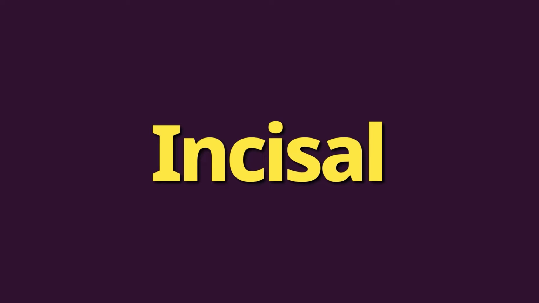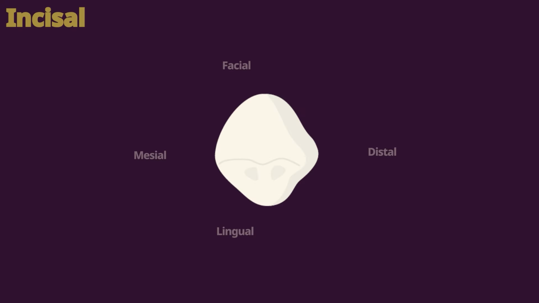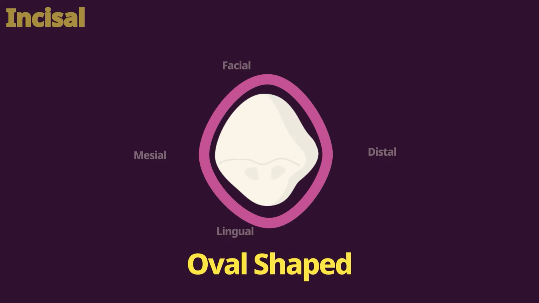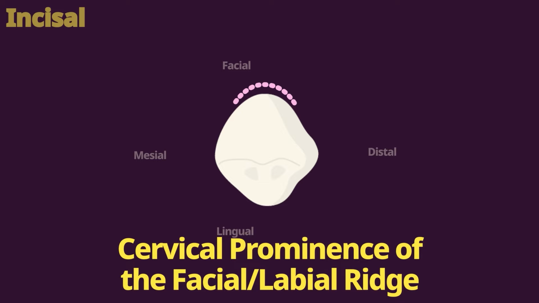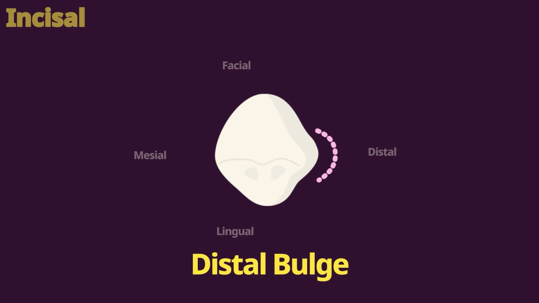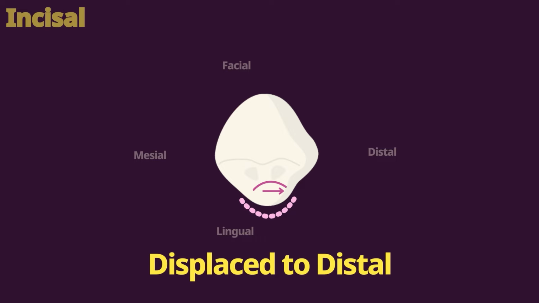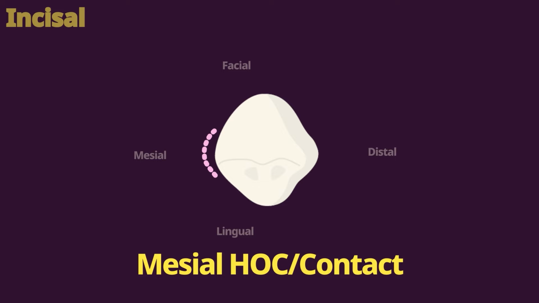Let's look at the mandibular canine from the incisal view. The outline of the mandibular canine is similar with the same landmarks as the maxillary canine, but everything is less extreme. The outline is more oval, but there's still four apexes or points to that. To the facial is the cervical prominence of the facial or labial ridge. To the distal is the distal bulge. To the lingual is the cingulum, which is displaced to the distal. And to the mesial is the mesial convexity or contact.